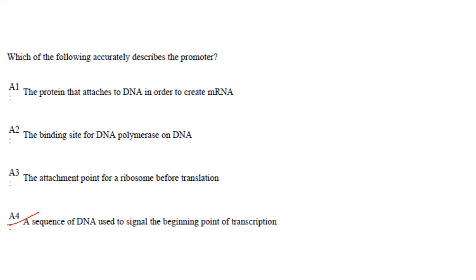Then the binding site for DNA polymerase on DNA. It is not the DNA polymerase, it is RNA polymerase. The binding site for RNA polymerase on DNA. The attachment point for a ribosome before translation. Ribosome binds to the 5' cap on a eukaryotic mRNA. So 3 is also not correct. Now fourth one, a sequence of DNA used to signal the beginning point of transcription. That is correct. Answer is option 4.